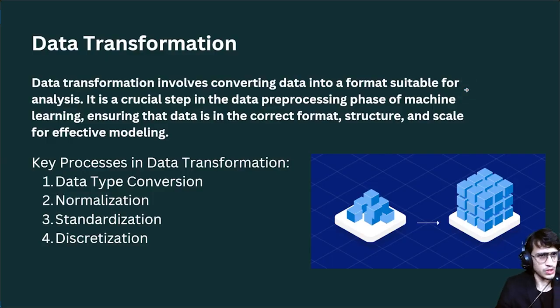So, what is data transformation? Data transformation involves converting data into a format suitable for analysis, because our main goal in data science is to analyze the data. For the analysis we use some models or algorithms. So the main focus of data transformation is to make our data ready so that we can give it to the algorithm or model, and then the model or algorithm can give us the analysis of the data.